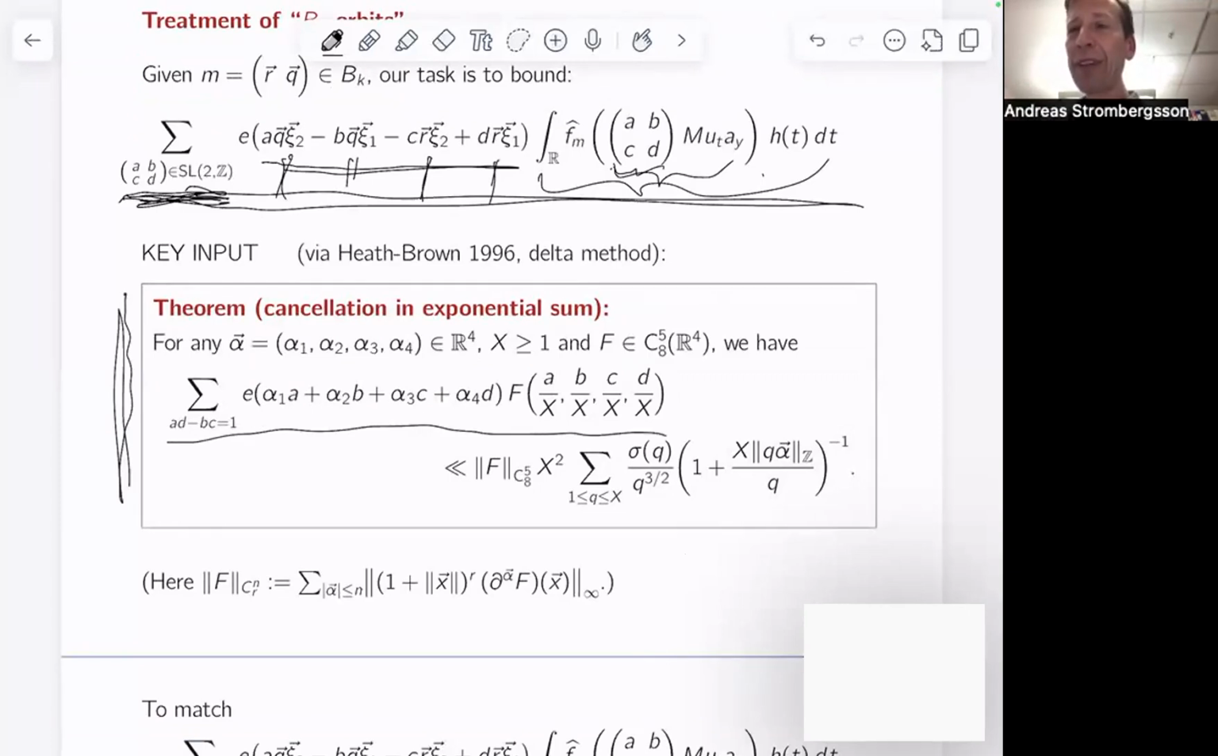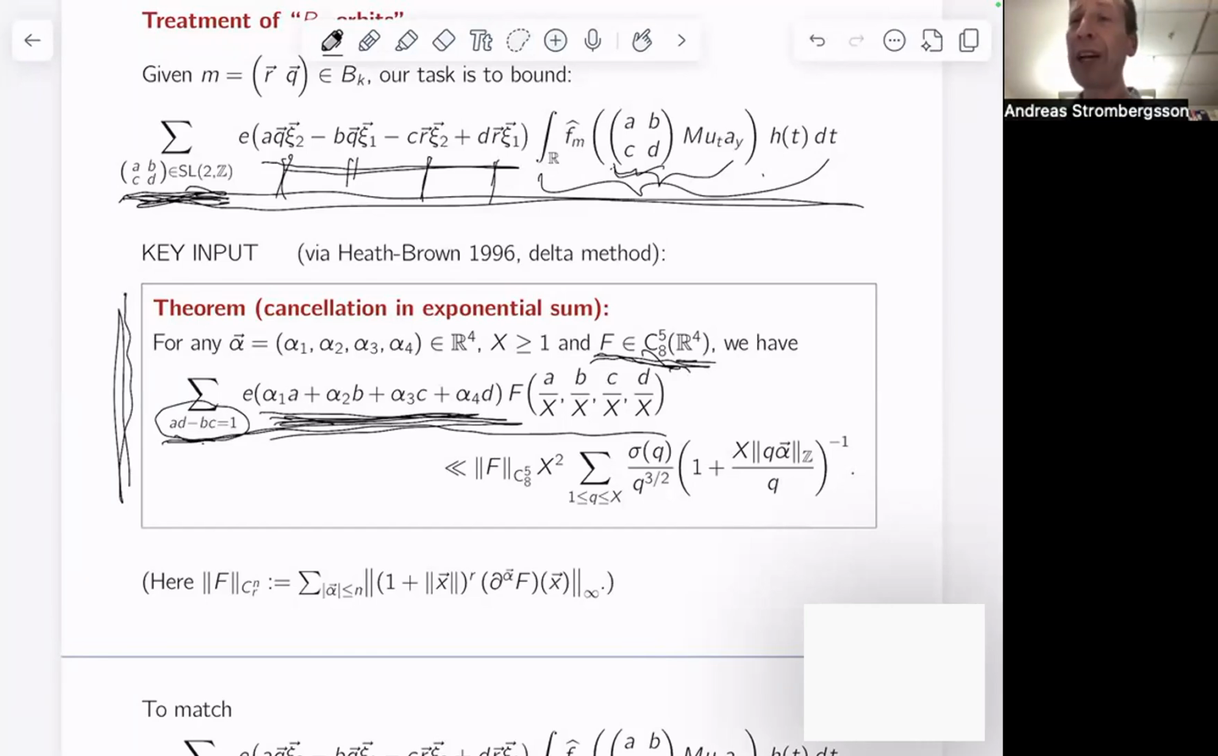exponential sums, and this is for an arbitrary test function on R^4, having some rapid decay. When you look at this, you should think of F as having compact support, say, and at least 5 derivatives we need. Well, okay, when you look at it from the start, you might think of F as being a smooth characteristic function of a unit ball in R^4. And then this is just an exponential sum over all integer solutions A, B, C, D to this relation, and then we have a linear form. And we prove a cancellation in this type of exponential sum.